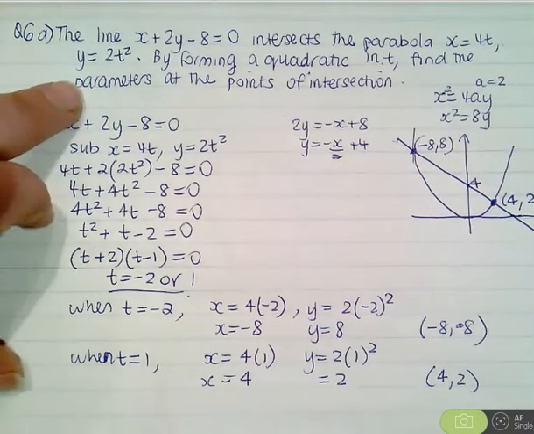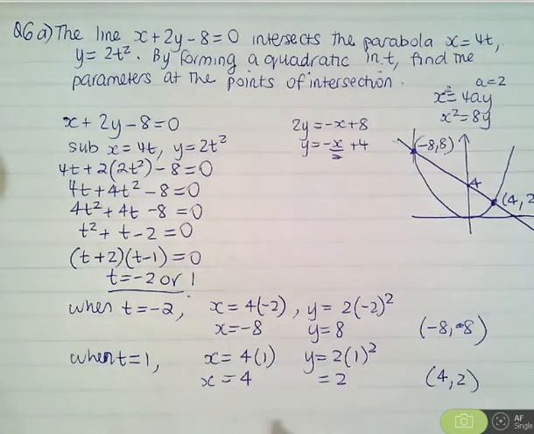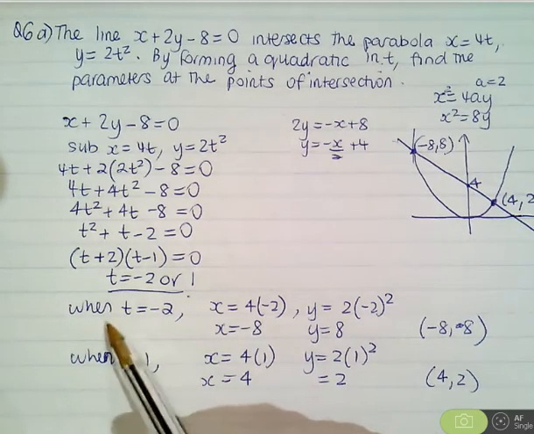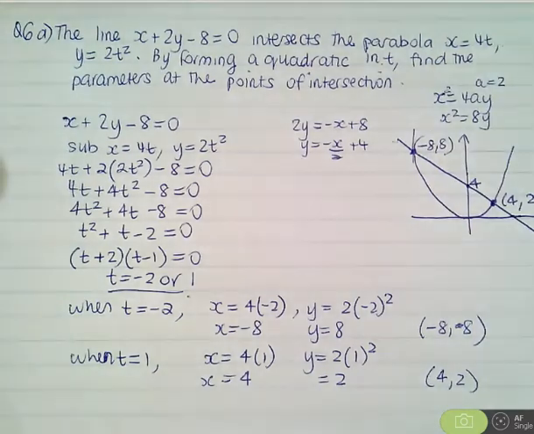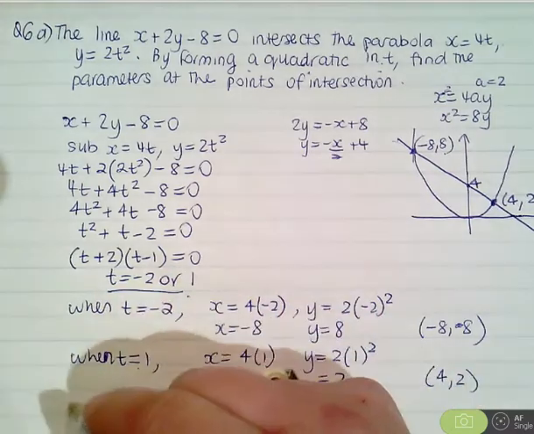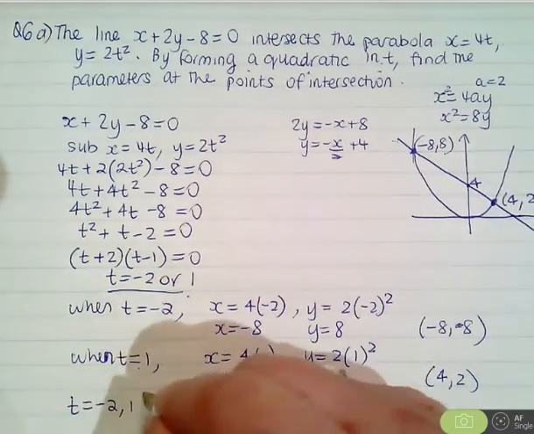So we've found, well, it's saying find the parameters at the points of intersection. So the parameters at the points of intersection would be t equals negative 2 and t equals 1. These are the parameters. So your solution is t equals negative 2 and 1.